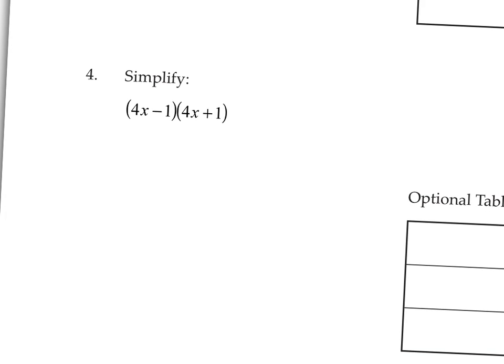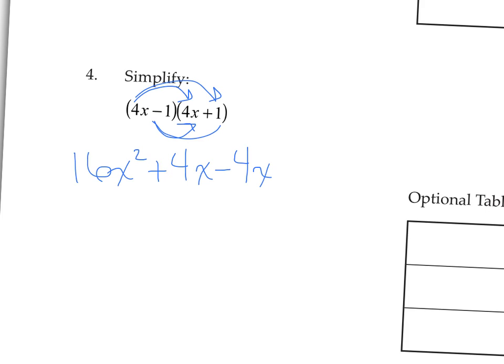Okay, we're going to simplify here again. 4x times 4x is 16x squared. 4x times 1 is 4x. Negative 1 times 4x, negative 4x. Negative 1 times positive 1, negative 1. And we see we have the same thing happening here in the middle. Because we had two binomials that were identical with opposite signs, these middle terms cancel. Positive 4 and negative 4 make 0. And we end with 16x squared minus 1.